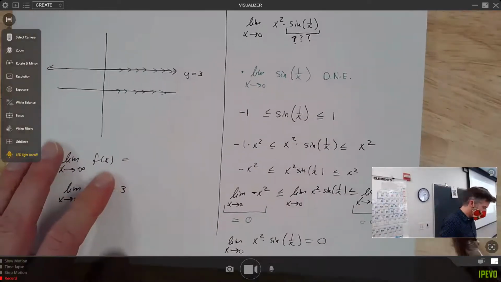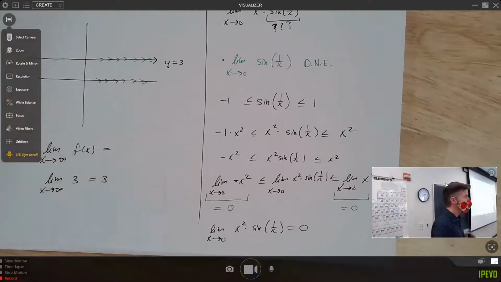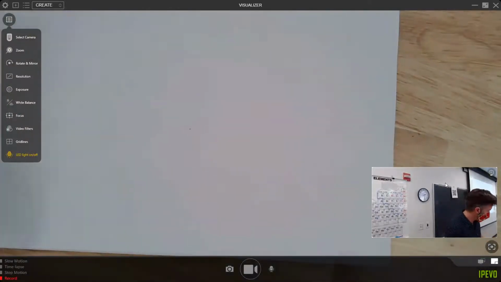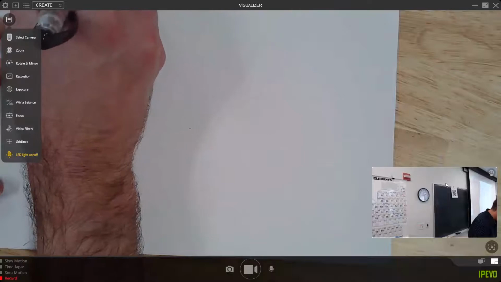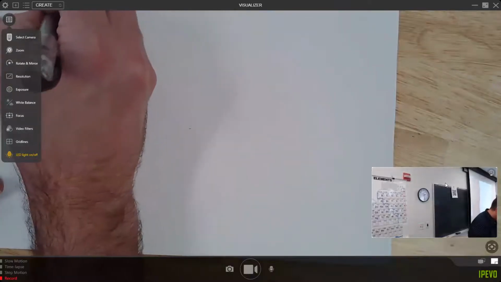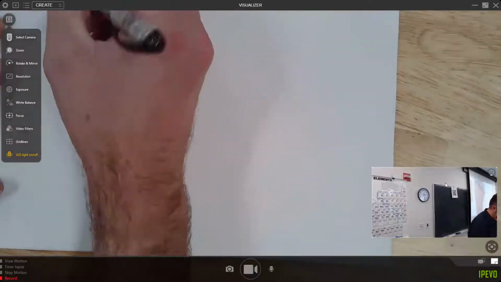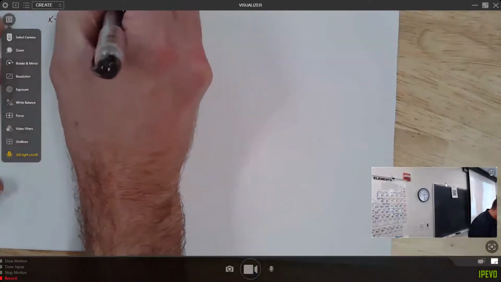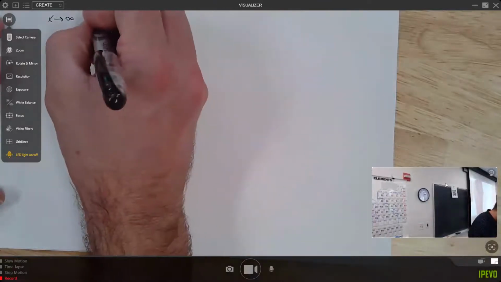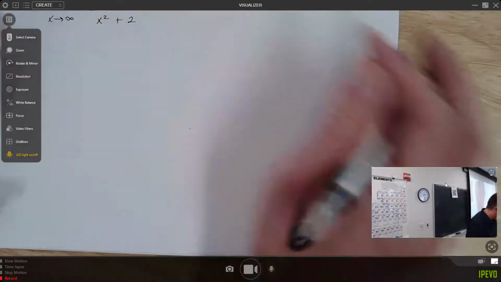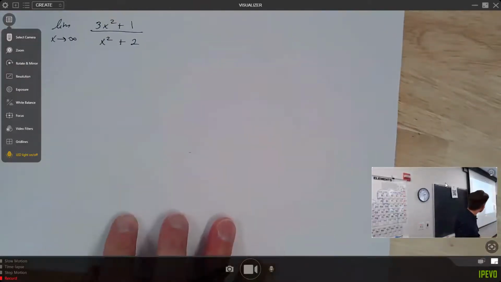Hello. All right. So let's look at some more limits to infinity, because I know that's what is happening for people right now. Let's look at some examples. We want to evaluate some limits. I think the limit as x goes to infinity. Let's start with something fun, like 3x squared plus 1. Oh, no, let's do that instead. Yeah, that's smarter. Over x squared plus 2.